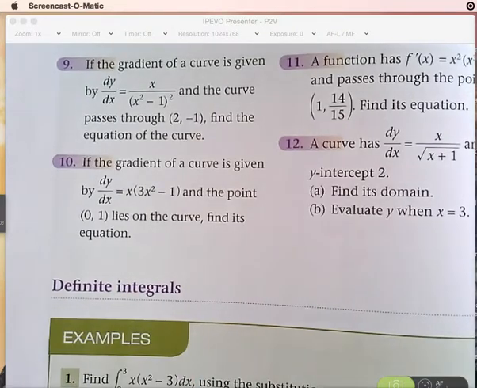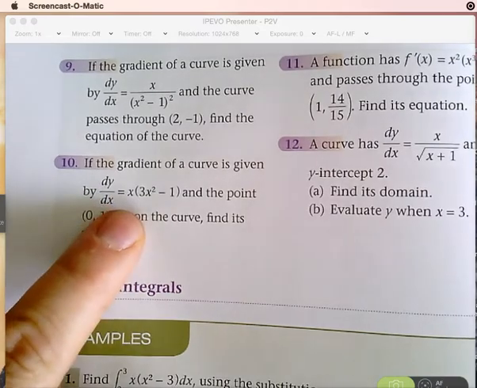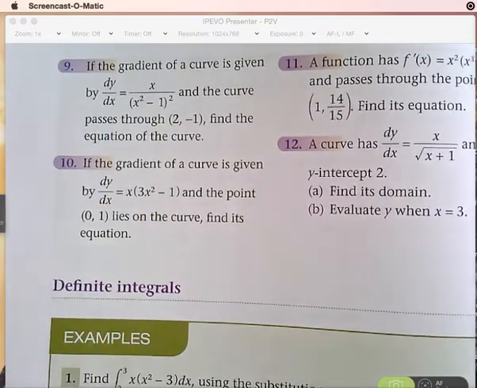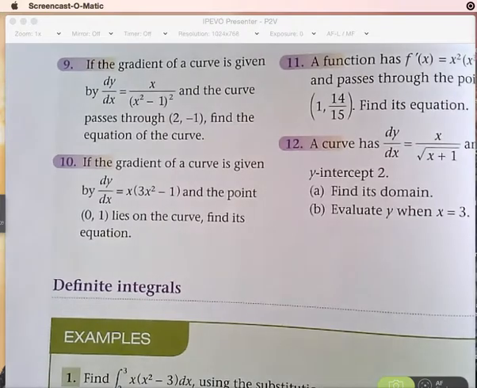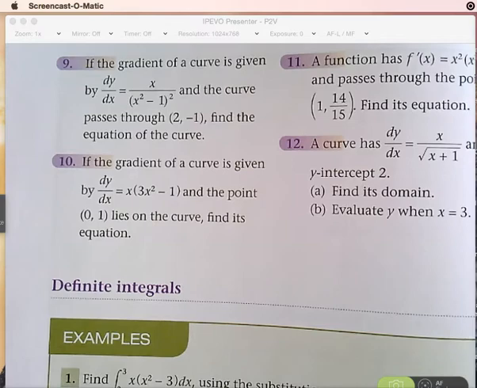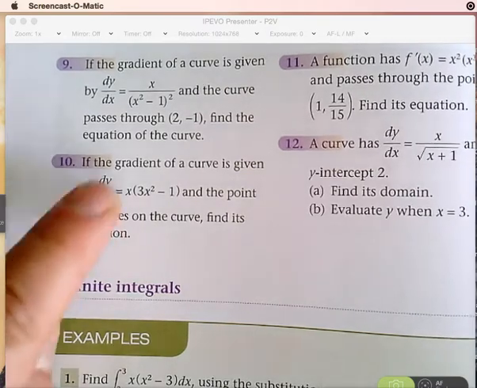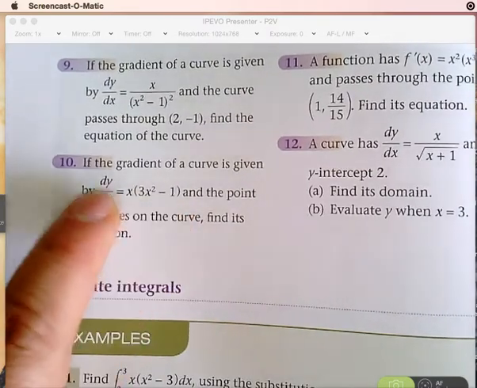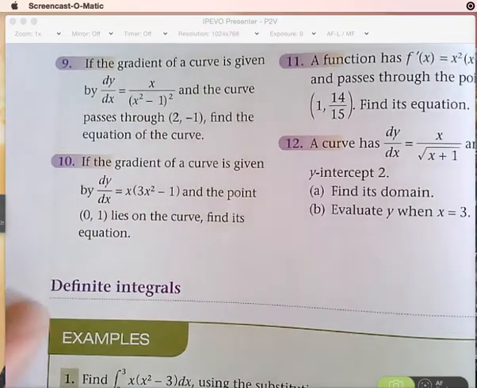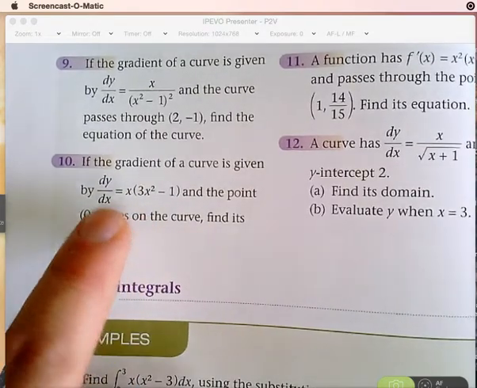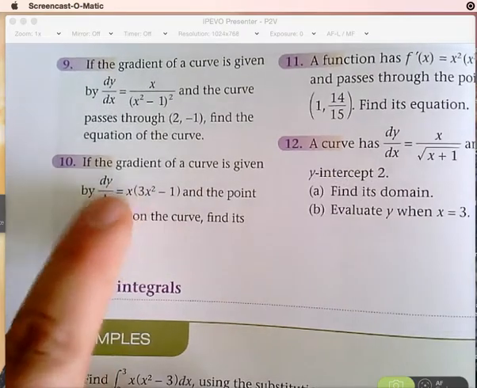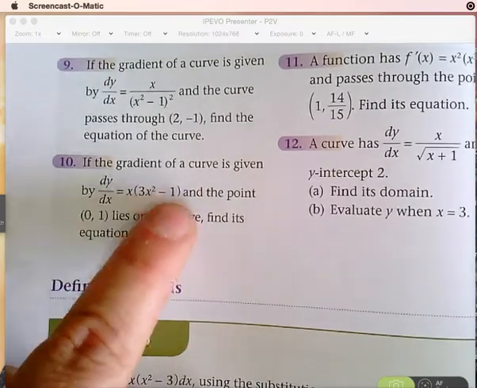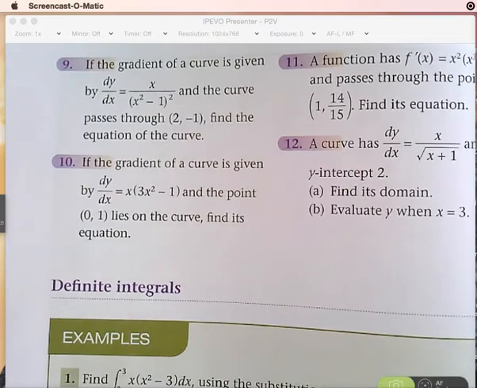Actually, girls, wait a sec. Stop. There's another way. Girls, can everyone please look? Look at question 10. Instead of doing integration by substitution, what can you just do? Minus x, yeah, just expand it and do that one. You don't need to use substitution, girls, because that's all just simple. That's 3x cubed minus x. So just expand it and then integrate it. Got it?